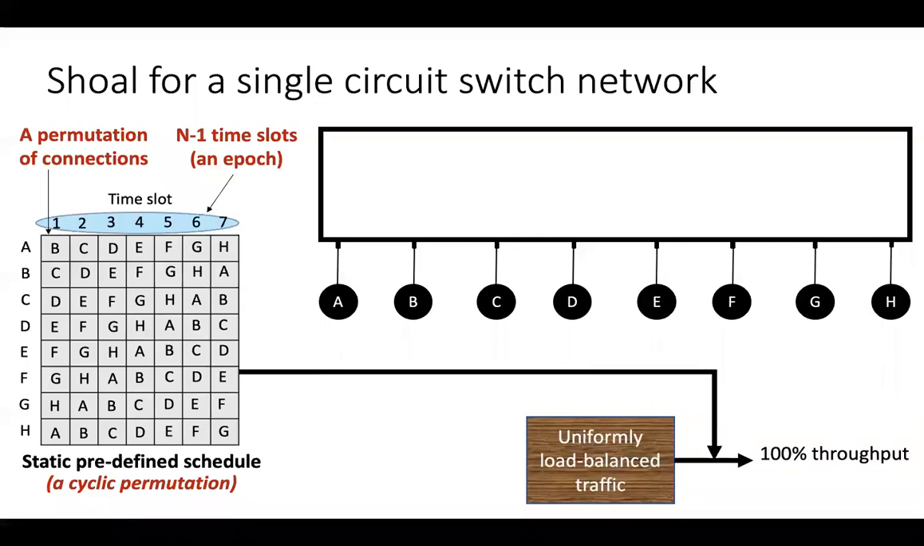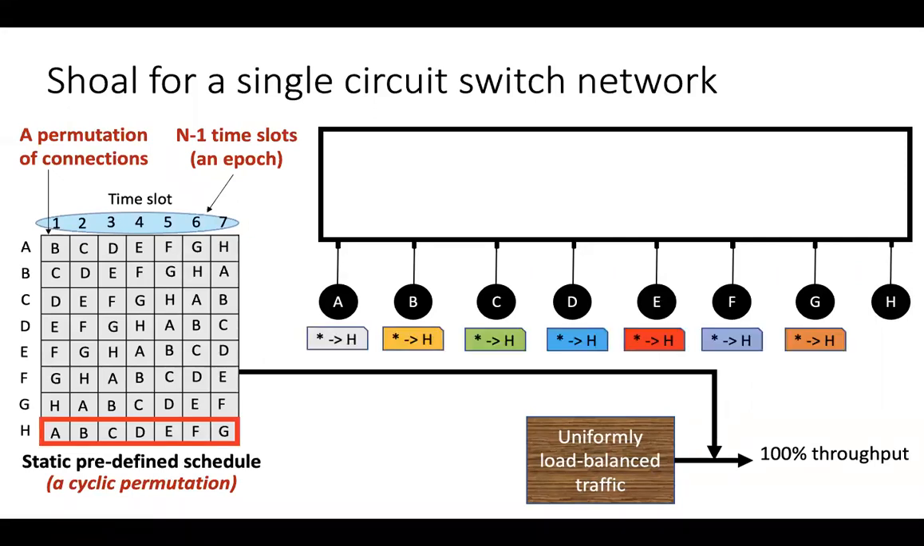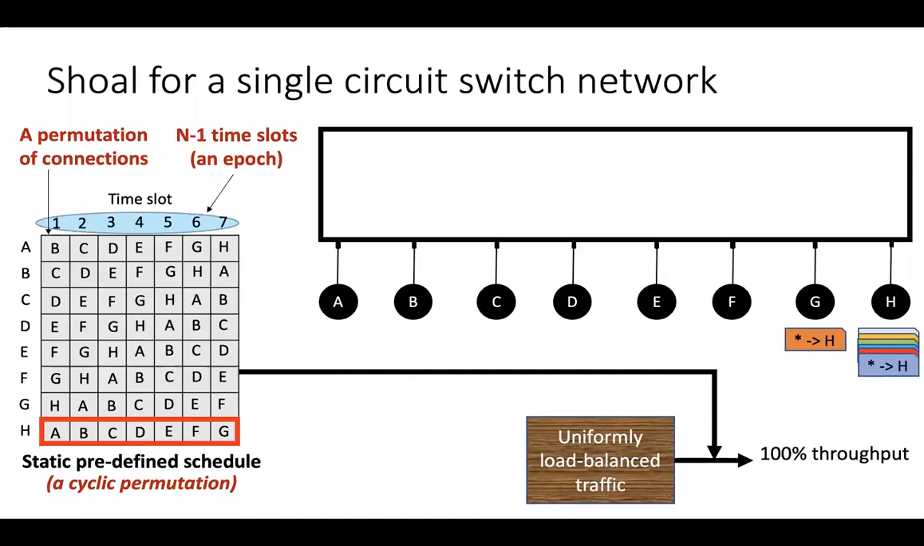As an illustration, let's consider any arbitrary destination H. Now, if the traffic destined to H was indeed uniformly load balanced, then that would mean that every other node in the network would have some packet to send to H. So if we simply connect H to each of these nodes one after the other as dictated by the schedule, then H will keep receiving packets in every time slot and you will get 100% throughput, which is great.